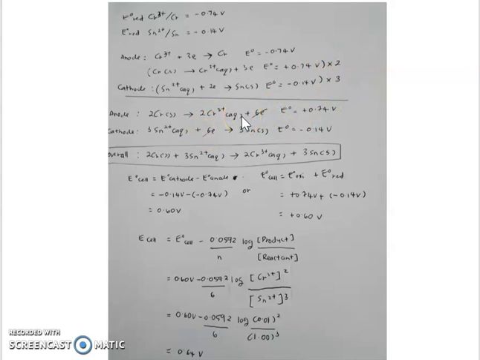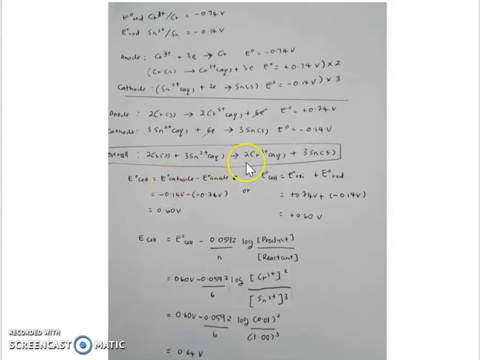Once you multiply the half cell reactions, you get the same number of electrons. But remember, once you multiply the equation, only the number of electrons and the equation are affected. The E naught cell remains the same. No need to multiply 2 with 0.74 and 3 with 0.14. It is wrong. Once the electrons are the same, you can combine these two half reactions to get the overall reaction. And then next step, we calculate the E naught cell.